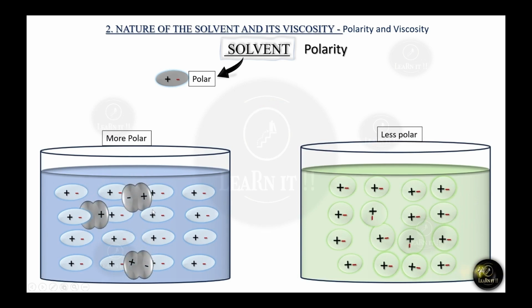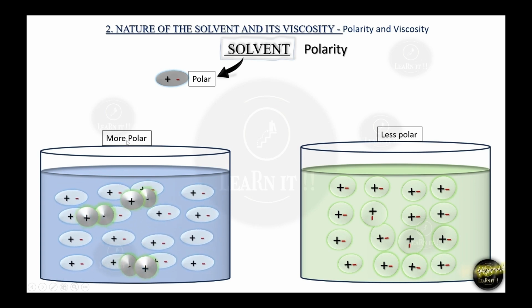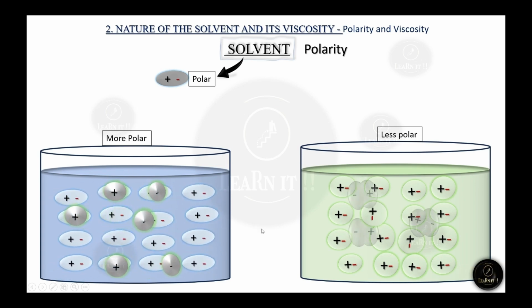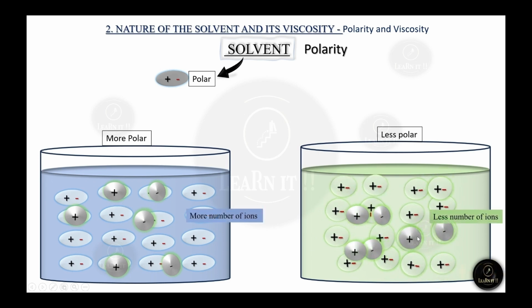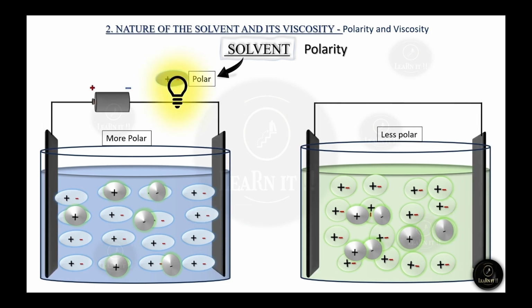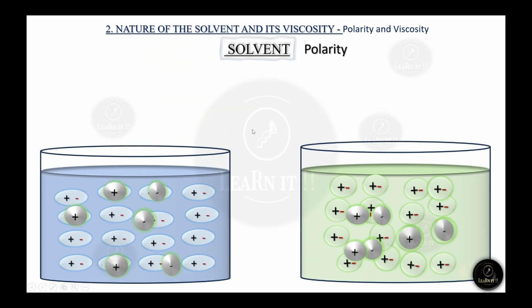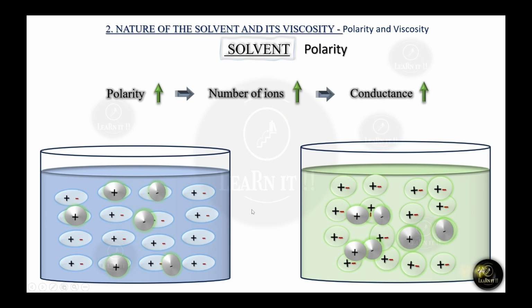If we dissolve our ionic compound, then more polar solvent dissolves the ions efficiently, so more number of ions are produced. In case of less polar solvents, less number of ions produced, and the compound is still in the molecular form. That's why the more polar solvent conducts more electricity because of complete charge separation. That's why with respect to solvent, if the polarity increases, number of ions increases, so conductance increases.